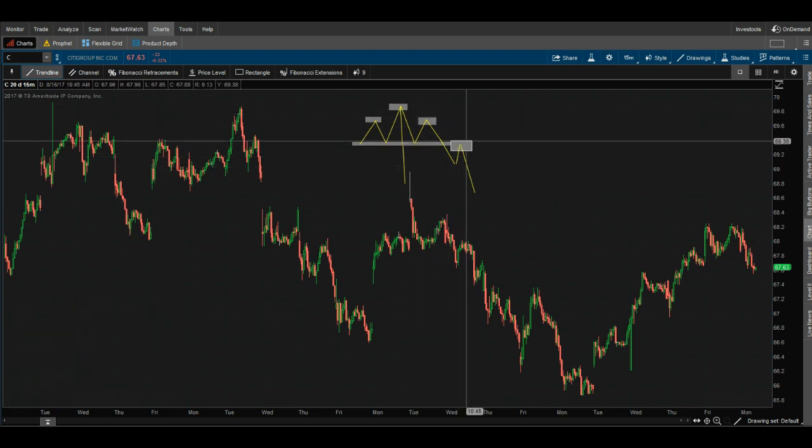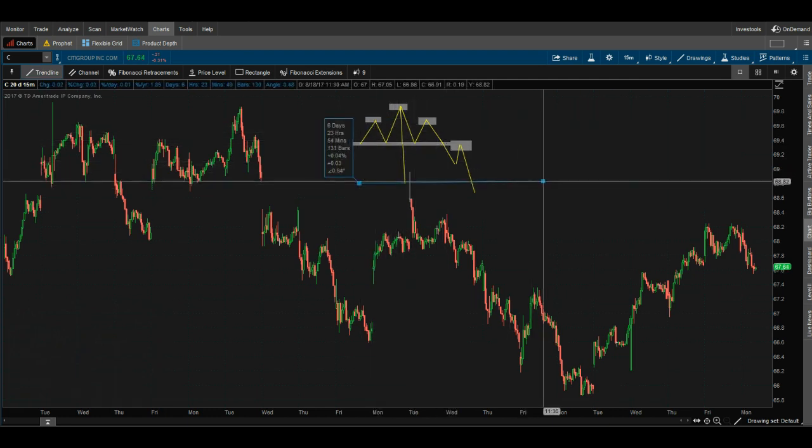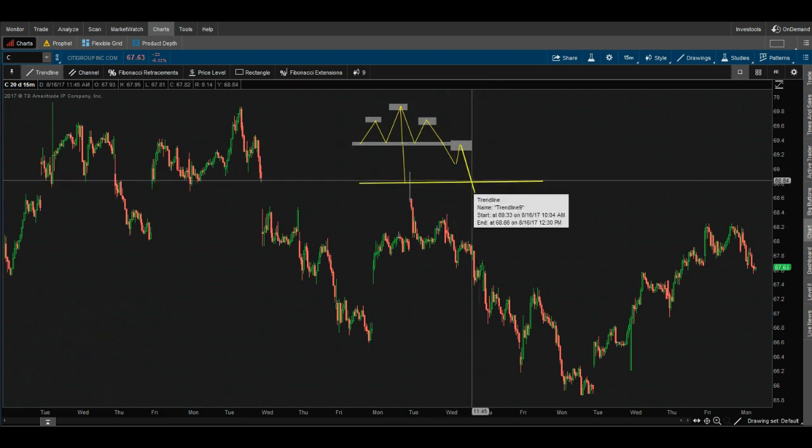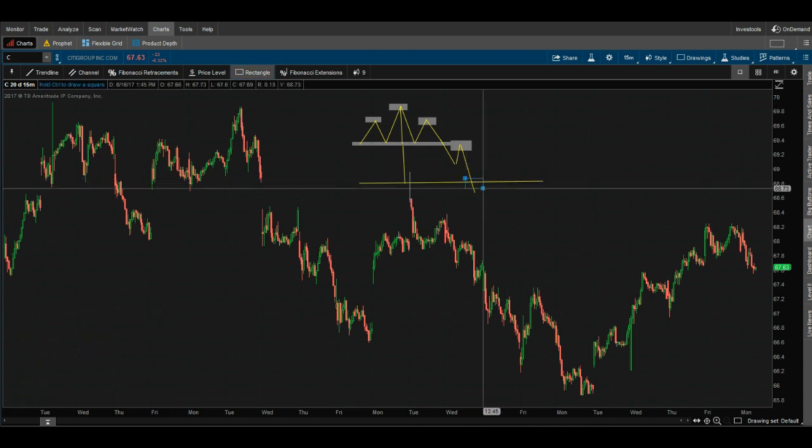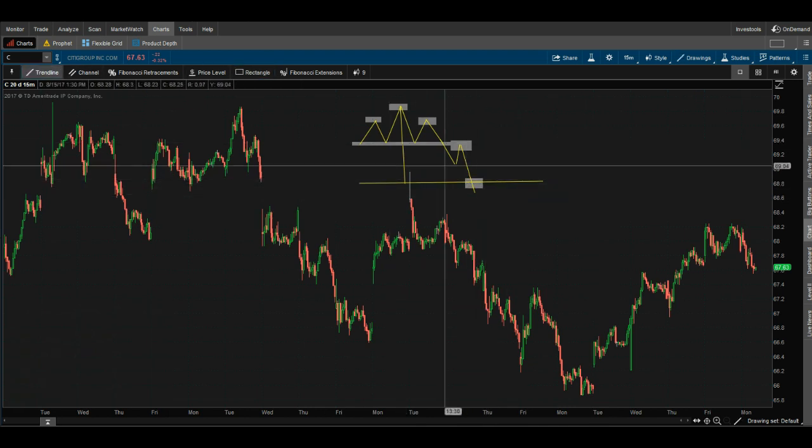The second thing, the way I like to trade them, is I like to actually trade around the 100%. So if I know this is a head and shoulders, we have the 100% down here, I'll look to enter the trade right down here, okay?